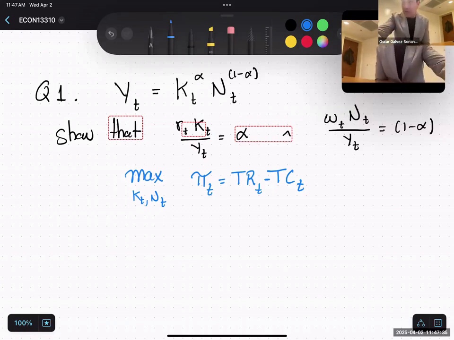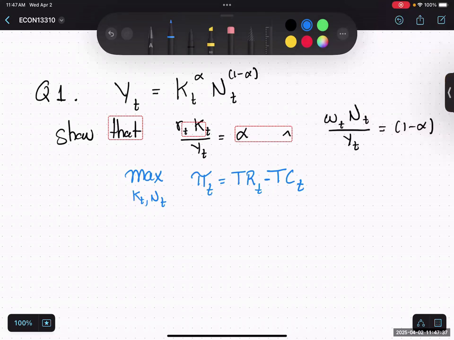By the way, if you are one of my students in Econ 13310, this is the first question in PSET number 1.